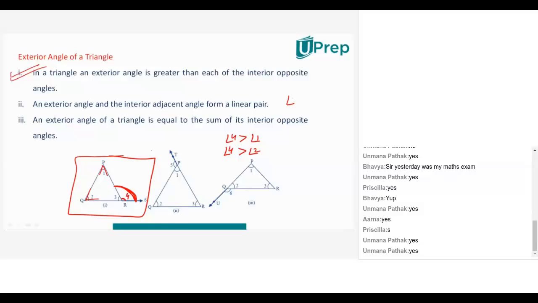An exterior angle and the interior adjacent angle are linear pairs. So we take the first example, angle 3 and angle 4. They lie on the same line, so they form a linear pair. What is the angle that a linear pair forms? Beautiful. So what is he saying? He's saying in the second one that angle 3 plus angle 4 adds up to 180 degrees. That is, they form a linear pair.